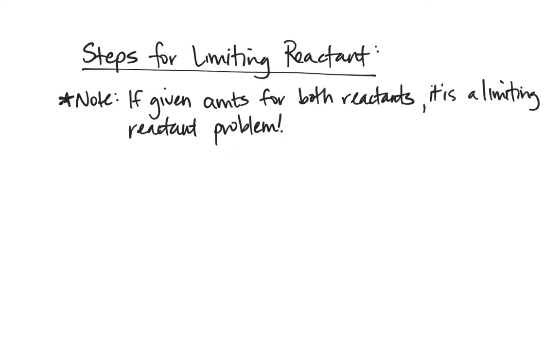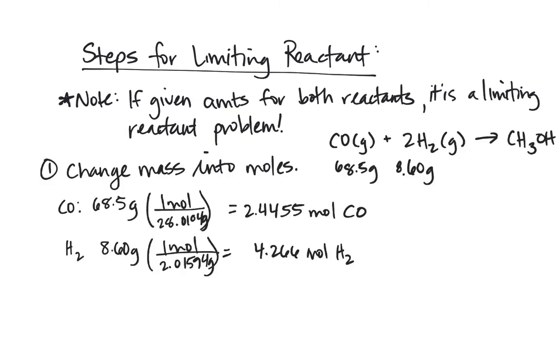All right, so here are the steps for a limiting reactant problem. And note that if you ever have a problem where you're given quantities of both of the reactants, so say 50 grams and 30 grams, then you know it's a limiting reactant problem, and you first need to figure out which one is limiting. So the first thing you need to do is change the mass into moles by dividing by the molar mass of each substance.